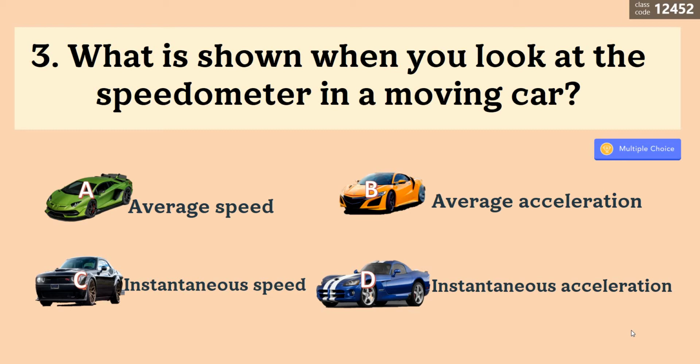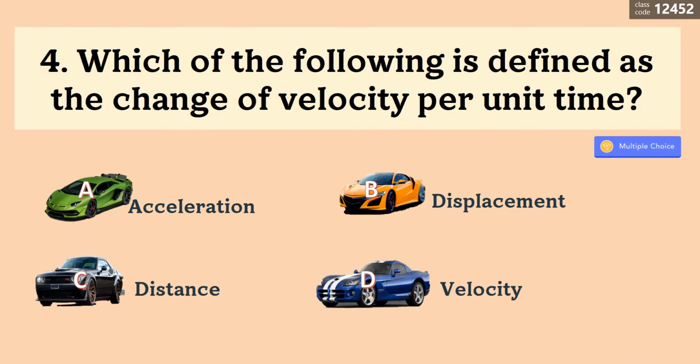What is shown when you look at the speedometer in a moving car? A. Average speed. B. Average acceleration. C. Instantaneous speed. D. Instantaneous acceleration. Very good. That is C, instantaneous speed. Let's have number 4 question.